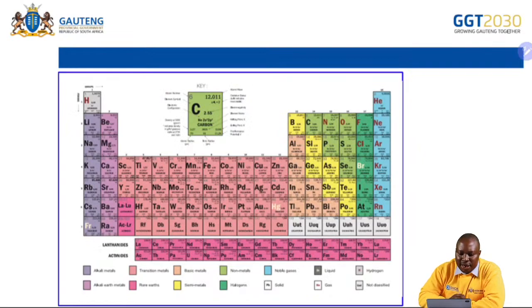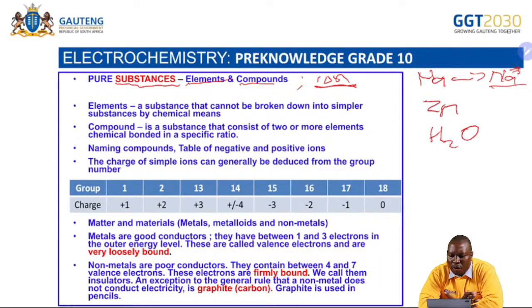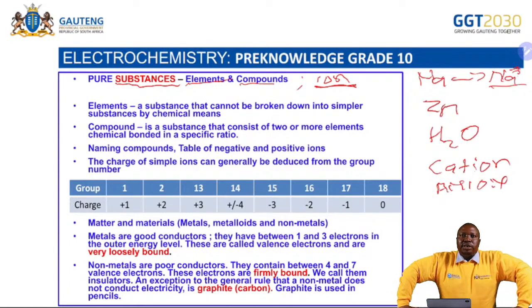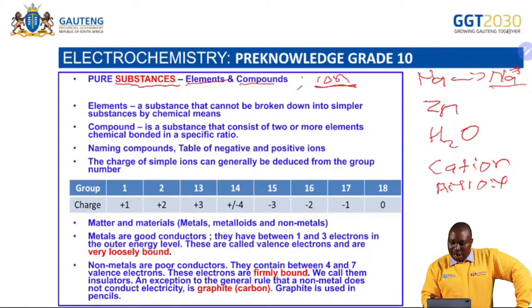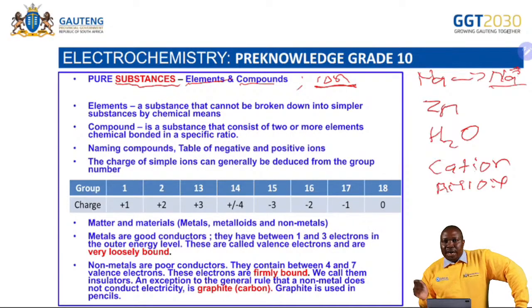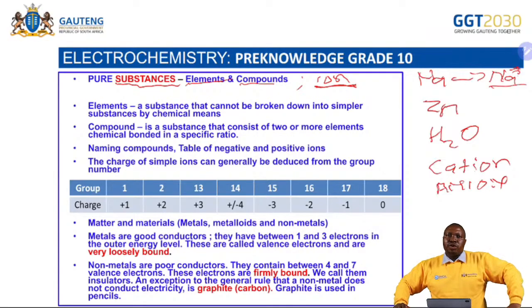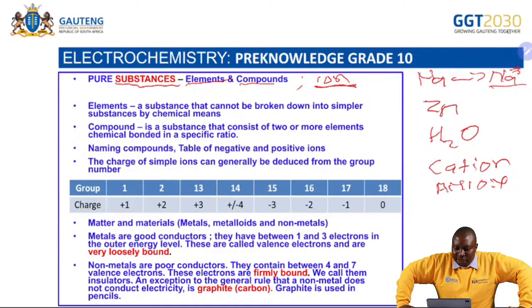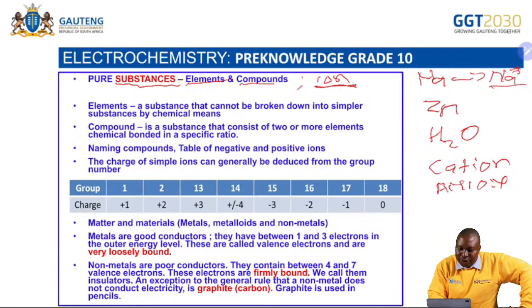In the previous grade, you also did naming of compounds, and negative and positive ions. Remember, learners, a positive ion we refer to as a cation. This is very important for this section: positive ions are cations and negative ions are anions. All the time, when an element or a substance loses electrons, it will ionize and become a cation. When it gains electrons, it becomes an anion, because electrons are negatively charged. I just wanted you to remember all this as prior knowledge. Remember, we have group 1 to group 18 elements in the periodic table. Group 1 elements produce a charge of positive 1, group 2 elements positive 2, group 3 elements positive 3.